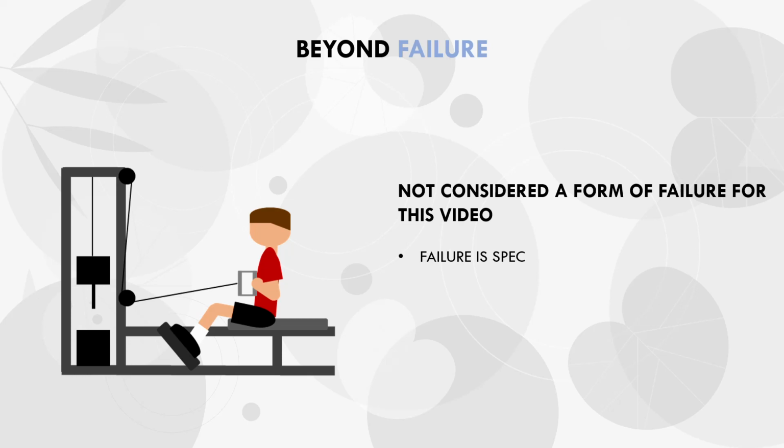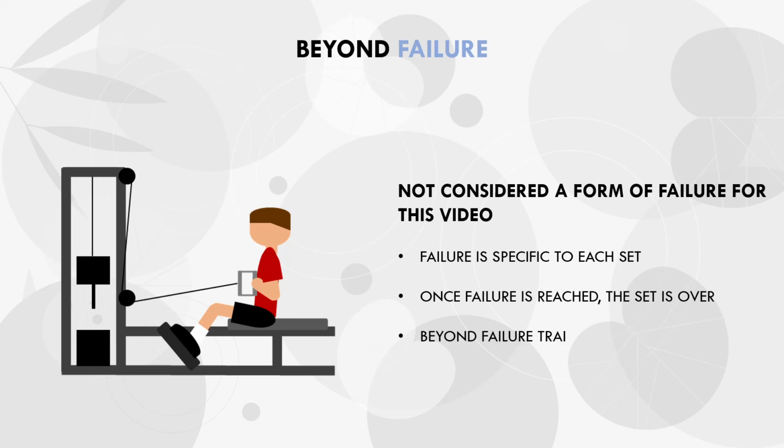This is because we initially defined training to failure as specific to each set. So if some variables need to be changed in order to continue lifting, this can be considered the end of one set and the beginning of another set. Otherwise, if we start to mix and match different forms of failure in the same set, it becomes very difficult to quantify volume for each muscle group.